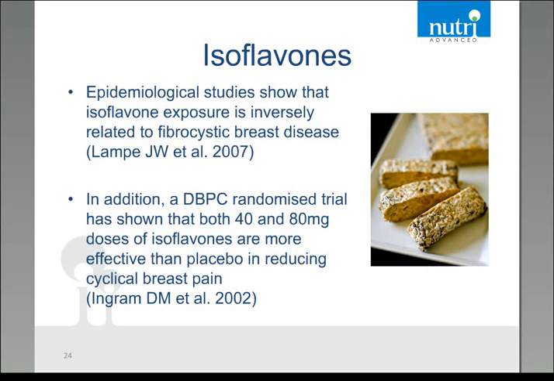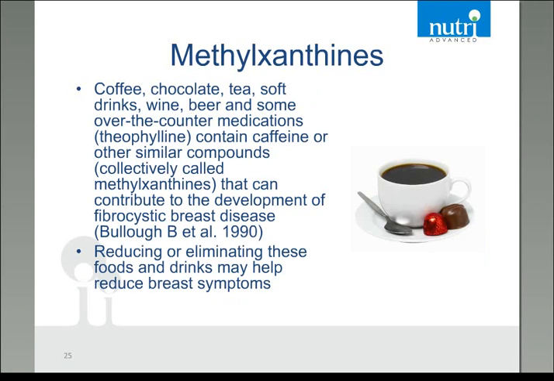Isoflavones. Epidemiological studies show that isoflavone exposure is inversely related to fibrocystic breast disease. In addition, a double-blind placebo-controlled randomized trial has shown that both 40 and 80 milligram doses of isoflavones are more effective than placebo in reducing cyclical breast pain. Now, we've definitely got those isoflavones within this program. So if you've got that client out there with those fibrocystic breasts, then definitely this is a program for them.